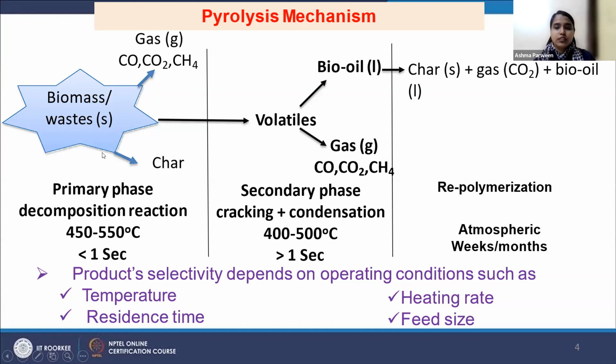Depending upon the temperature and how long we do pyrolysis, the end product will vary. Suppose we have a biomass and we are doing the primary decomposition at 450 to 550 degrees centigrade, but for less than 1 second. Then the end products will be gas, char, and volatiles. Again, these volatiles can be converted to bio oil and gas by heating at 400 to 500 degrees centigrade for greater than 1 second. So what end products we get from pyrolysis depends upon the temperature, the residence time in the reactor, the heating rate, and the feed size.